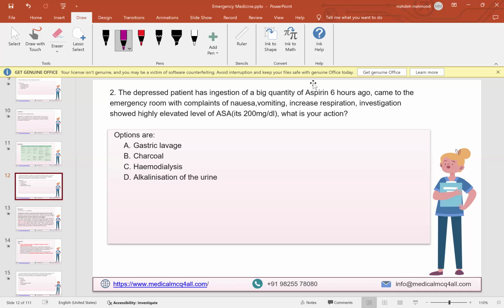Hemodialysis. Yes, what do you think? Hemodialysis. Okay, we have one hemodialysis. Anyone else has any idea?